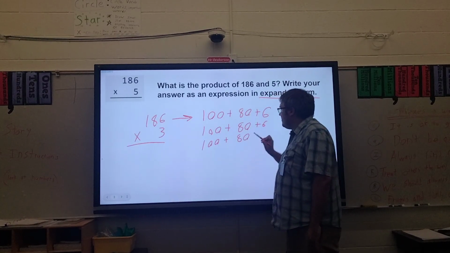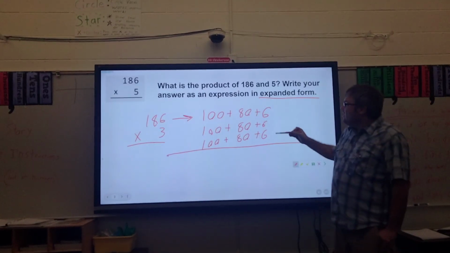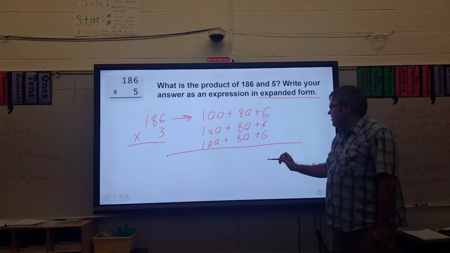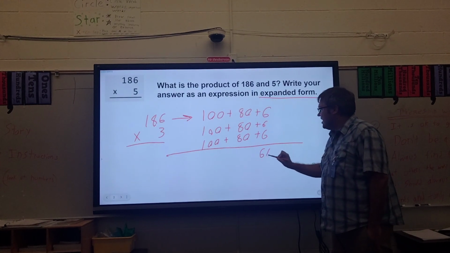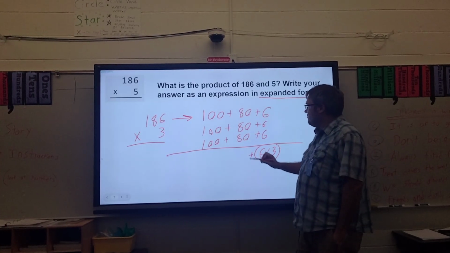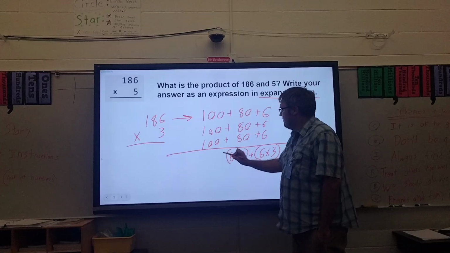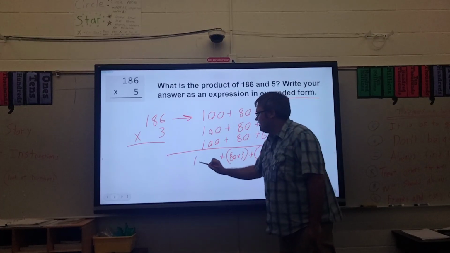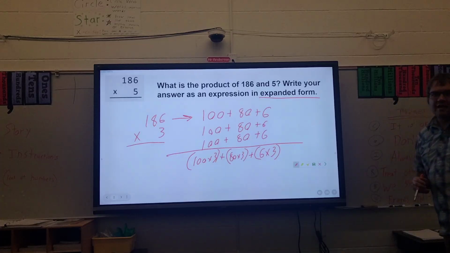Now, when they show their work, they don't need to do this, but this is a great way to explain it to your student. You have 3 6s added together. Multiplication is repeated addition. That means it is 6 times 3. It's the same as 6 plus 6 plus 6. Same thing with 80 times 3. Same thing as 100 times 3. And voila, you got expanded form.